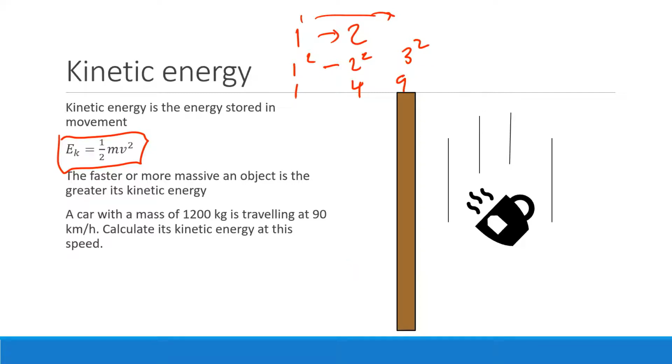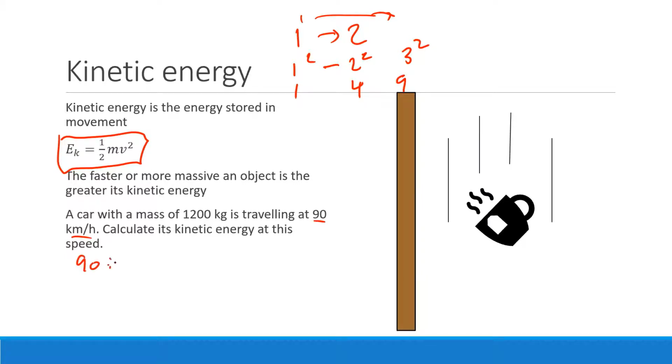A car has a mass of 1,200 kilograms. It's traveling at 90 kilometers an hour. Calculate the kinetic energy at this speed. Oh man, 90 kilometers an hour. Oh, I didn't read this question before I said it for you. Oh well.